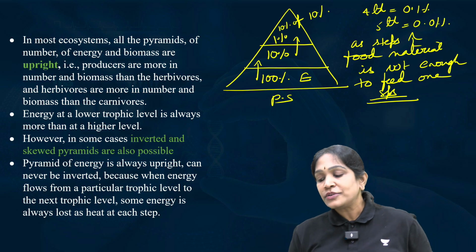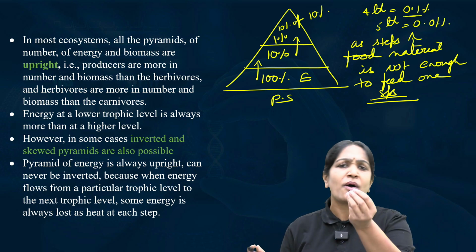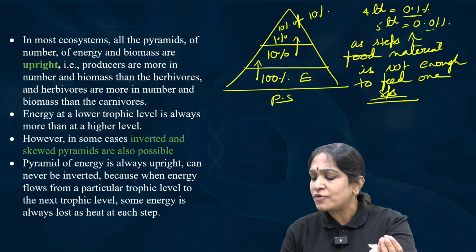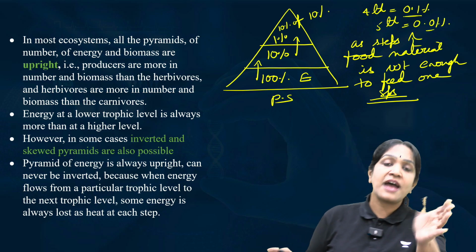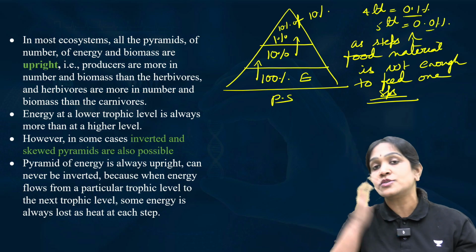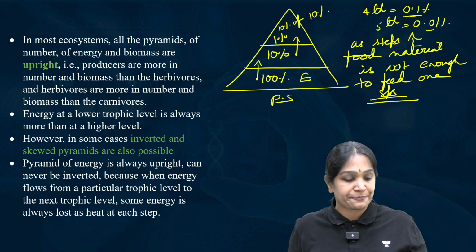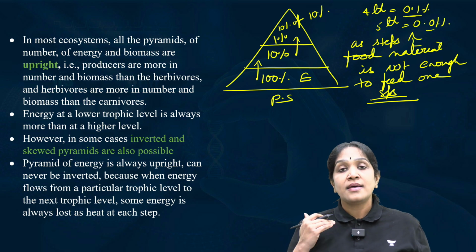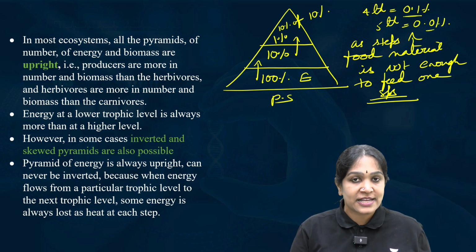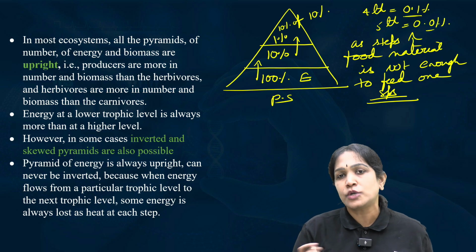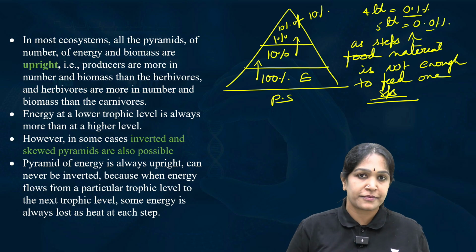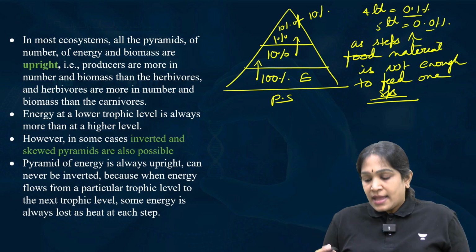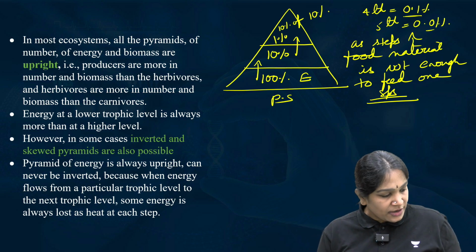So at the fourth level you have only 0.1%, at the fifth level you have only 0.01%. After that you don't have enough energy to support one entire species. That is the reason why the number of steps in the ecological pyramid is always limited to 3 or 4 or 5. Okay. And a little more terminology.